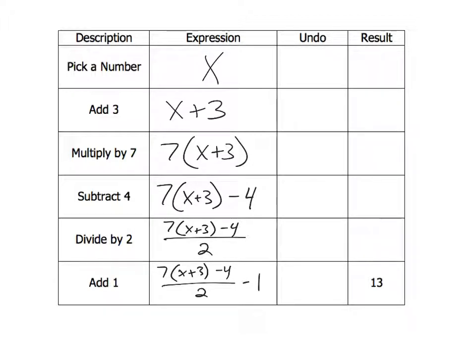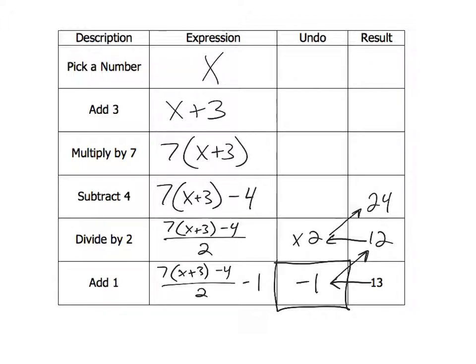Now, let's think about what's going on here. The last step was adding 1. So what should be the first step if we're undoing? Yeah, to undo add 1, you've got to subtract 1. So we're going to subtract 1. Now, check it out. What's 13 minus 1? Let's put that up here. We get 12. Now, how do you undo divide by 2? There we go. So we're going to multiply by 2. So let's multiply by 2, and let's put our answer right there. 2 times 12 is 24.